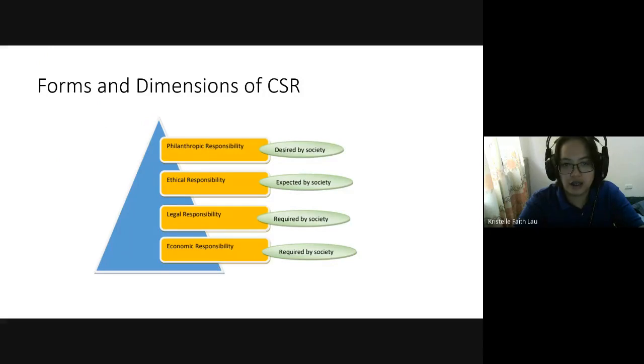So, forms and dimensions of CSR. Perhaps the most recognized and acknowledged model, which tackles the forms of CSR, is known as the four-part model of corporate social responsibility. So, it was proposed by Archie Carroll. Here is the illustration of the model he created.